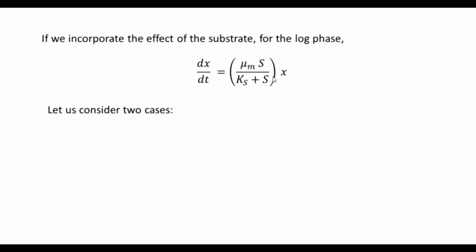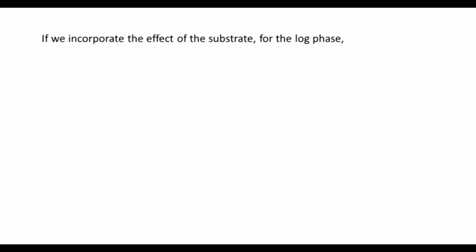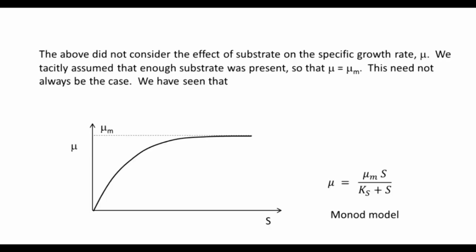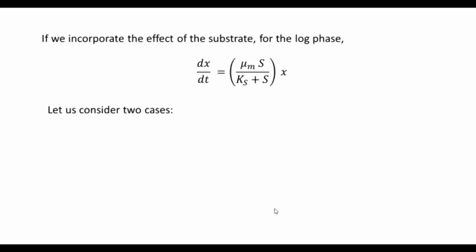Now let us consider two cases for ease of analysis. The first case is that the substrate concentration is much greater than the Ks value. Recall this, Ks is the substrate concentration at which we got half maximal growth rate. What we are saying is that we are somewhere here where the substrate concentration is much higher than Ks. That is the condition that we are looking at first. If that is the case, then Ks plus S is approximately equal to S. I will tell you how this happens mathematically.